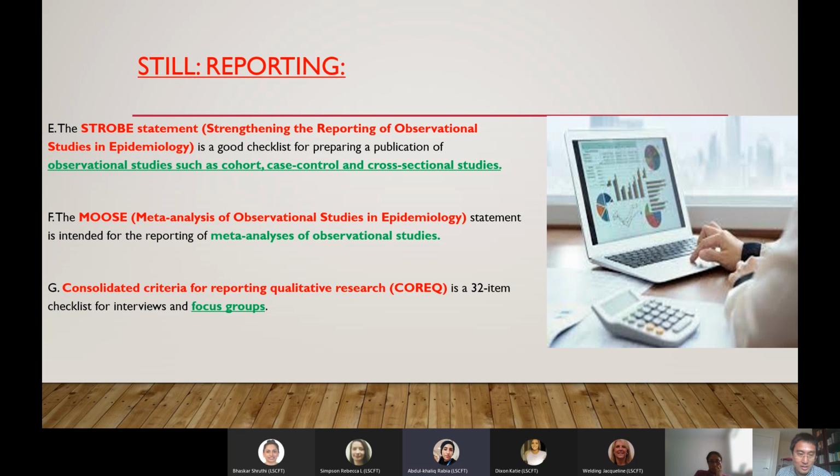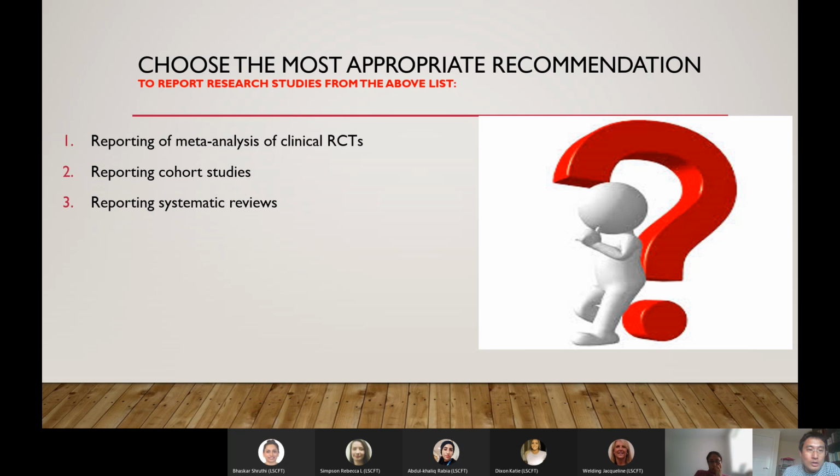Okay, so let us do. Reporting meta-analysis of RCT, which is the option? Quorum. Okay. Cohort study, what is cohort study? Observational study. Which was the answer? STROBE. Okay.